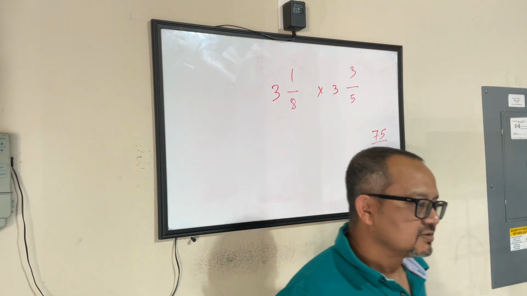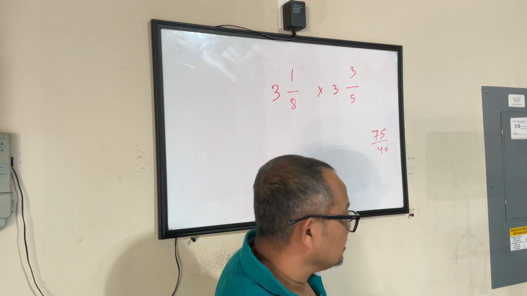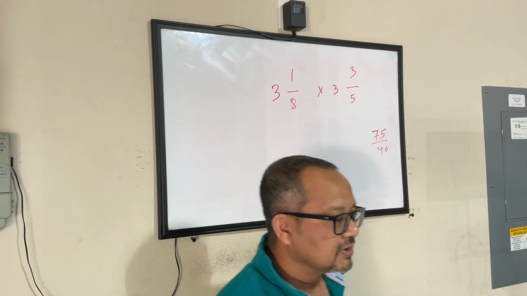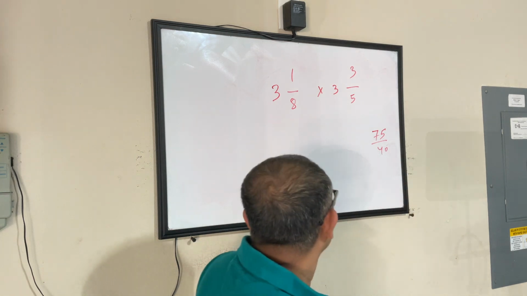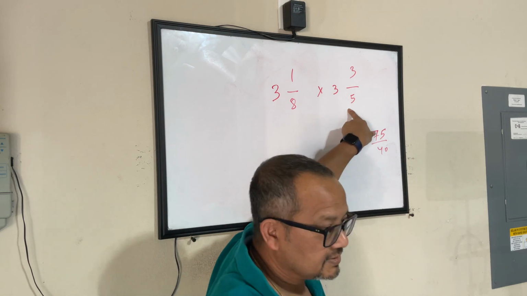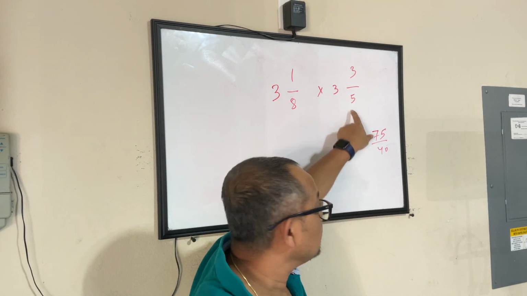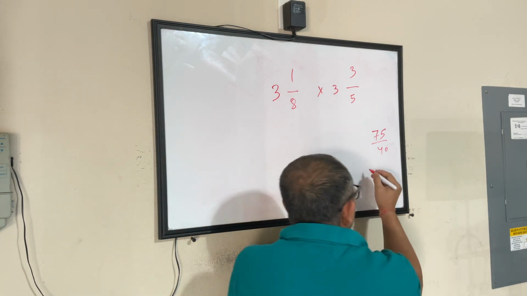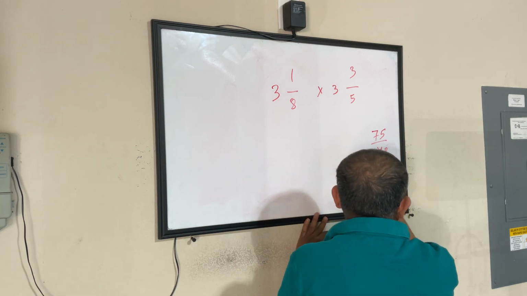No, sir, not yet. I'll do it, don't skip me. Sir, is it 3 5 by 3 3 by 5? 3 3 by 5. Yeah, okay. Then it's going to be 450 by 40.